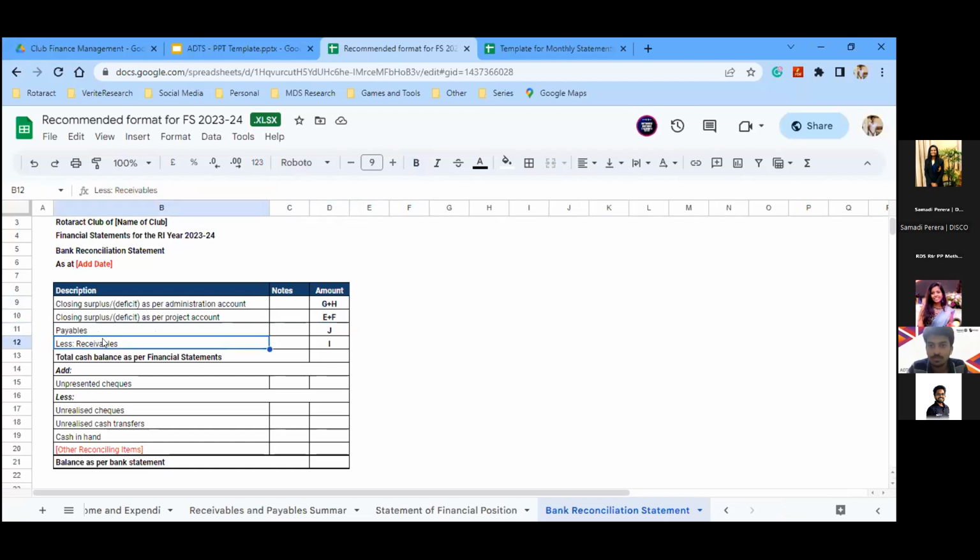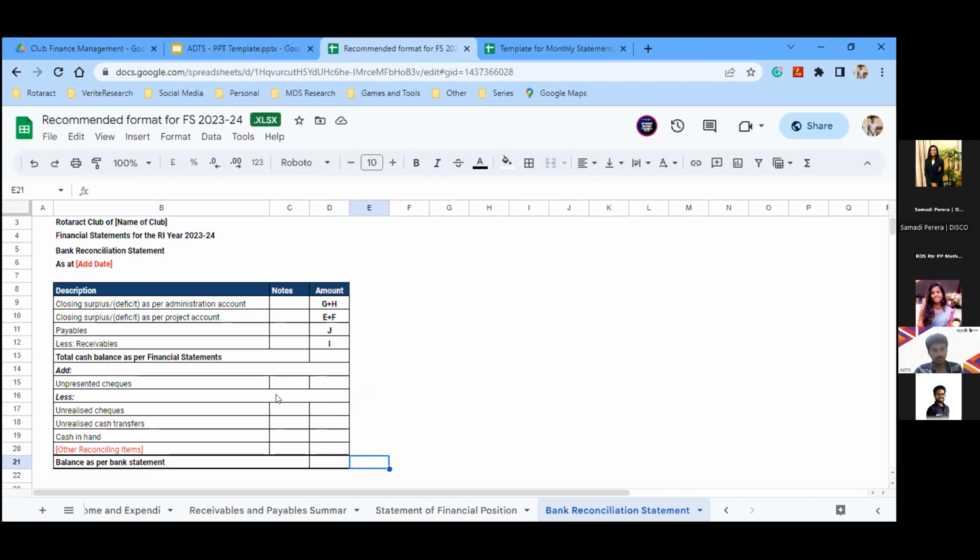And then receivables, you remove it because, again, when you calculated these two, you've already counted that money, but you have never seen that money. So you have to remove them, right? So then you get your total cash balance as per your financial statement. Cash balance, how much do you actually have? Then to that, you add unpresented checks. We're trying to get the bank balance.